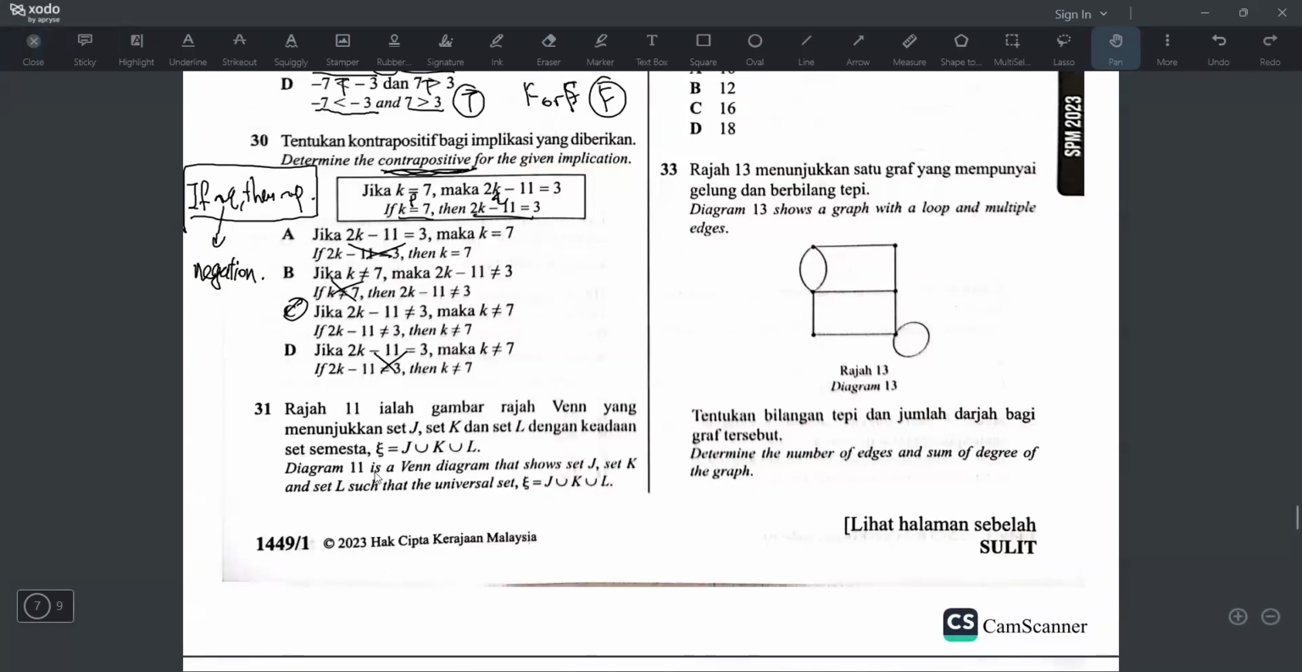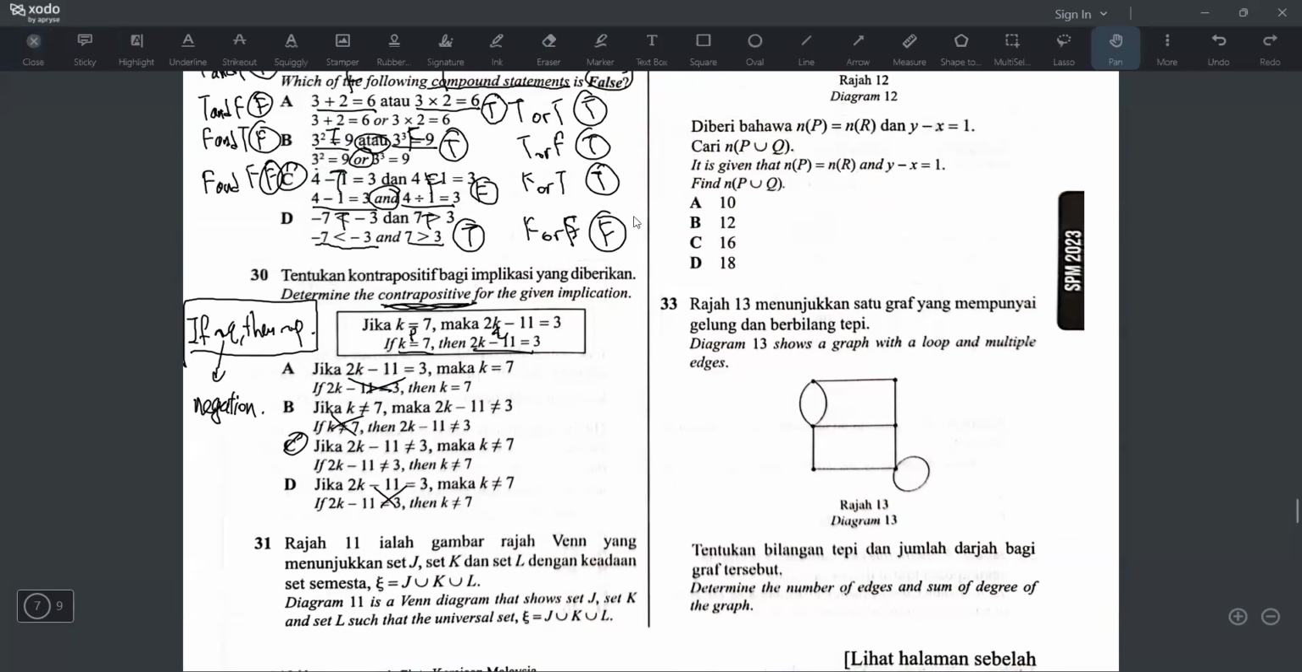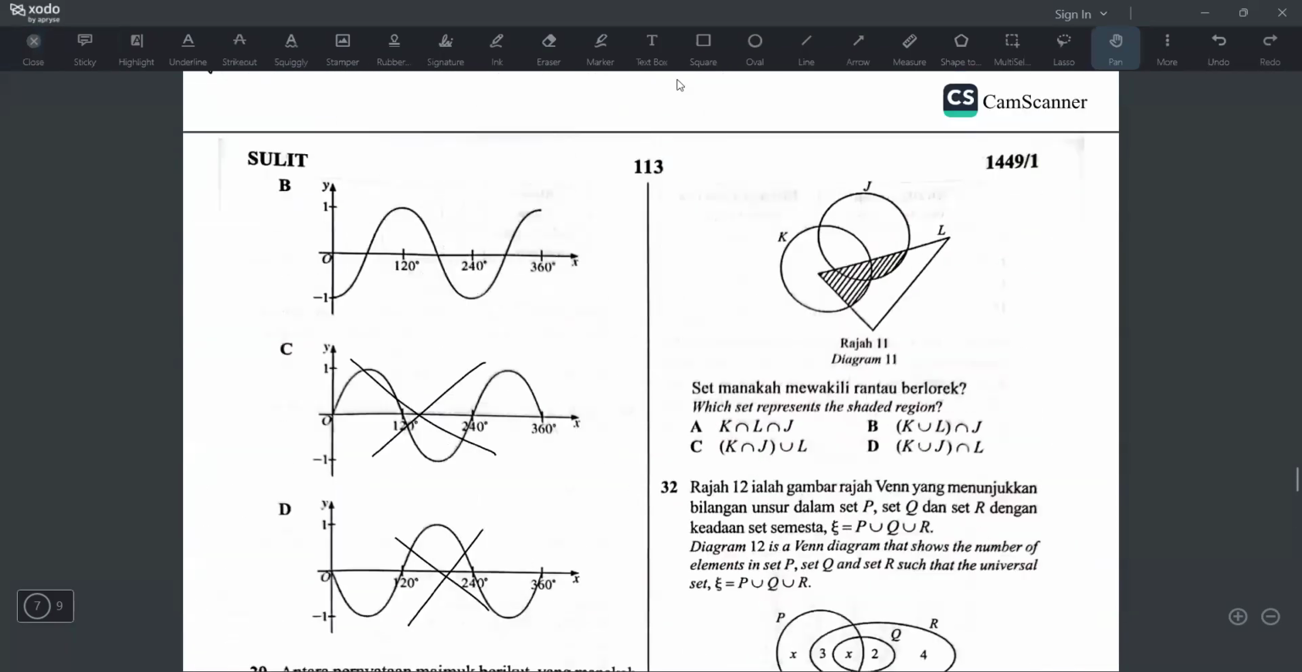Okay, 31. Diagram 11 is a Venn diagram that shows J, K, L such that the universal set is J union K union L. Okay. Dekat sini tak ada info penting, so ini tak payah, just leave it. Okay, so look at the question now. They give you a shaded region. Dia tanya which set represents the shaded region, and then A, B, C, D. Okay, I will try with A, then B, then C, then D and see which one matches with the shaded region here lah.